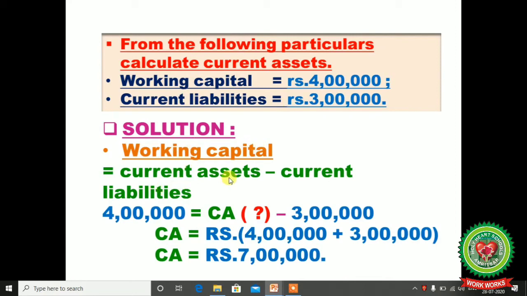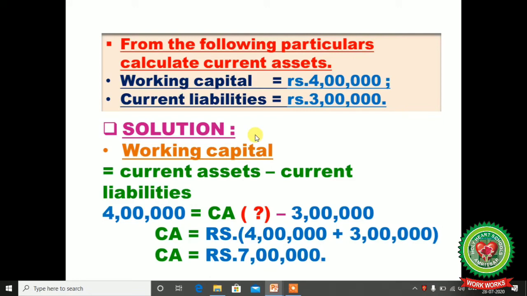Working capital is equal to current assets minus current liabilities. Put the values. Working capital 4 lakh. Okay. Current assets not given to you. Your question here is just to find out the current assets minus current liabilities. So current liabilities given to you 3 lakh. Find out the current assets. So here minus 3 lakh. Then that side 4 lakh plus 3 lakh. Total current assets 7 lakh. Your answer. Because here one value is missing, current assets.